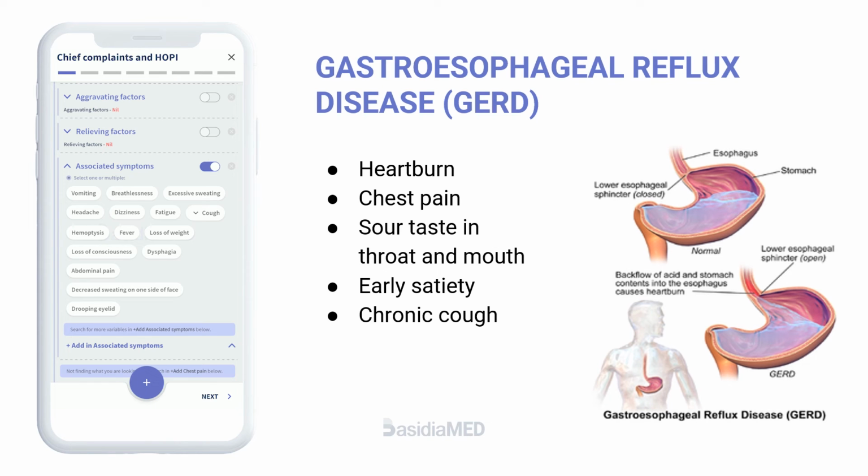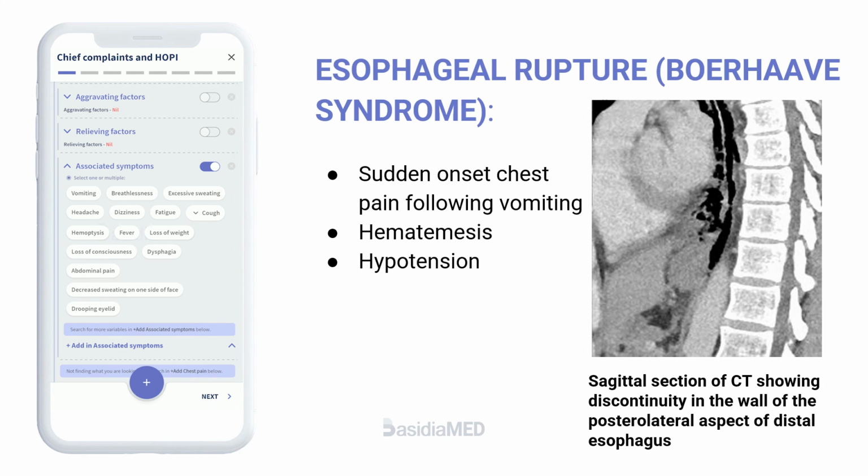Gastroesophageal reflux disease and reflux esophagitis. The patient may complain of heartburn, chest pain, sour taste in throat and mouth, early satiety, chronic cough, etc. Esophageal rupture or Boerhaave syndrome. It is characterized by sudden onset chest pain after vomiting. It may be associated with hematemesis, hypotension, and shock.